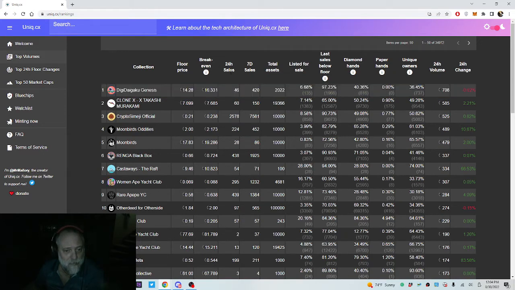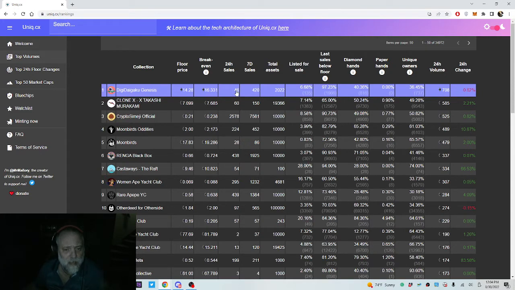That's your break-even point. It shows you how many sales each one of these have had in the last 48 hours, 7 days, the total assets, the amount listed for sale. Now that's a good one too, especially if you're trying to look at a project and you're deciding whether or not you want to get into that project.